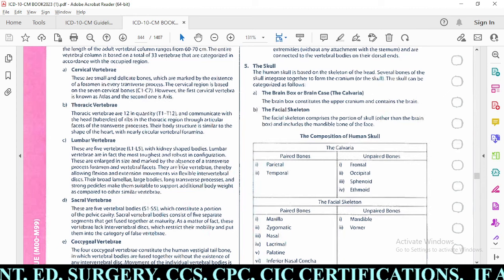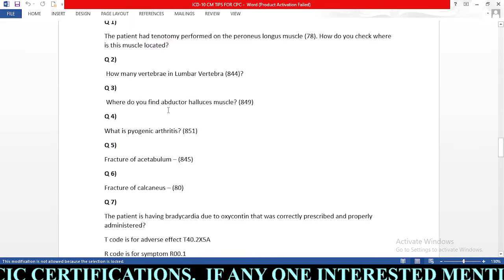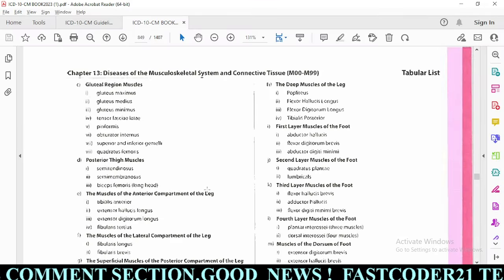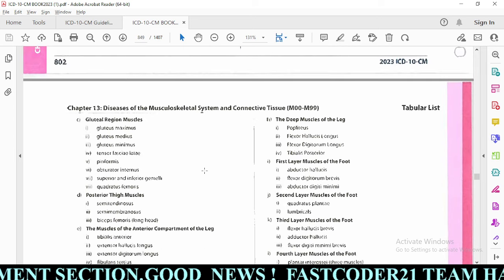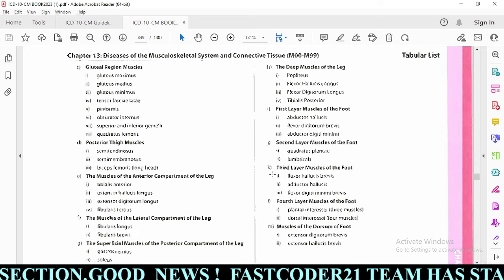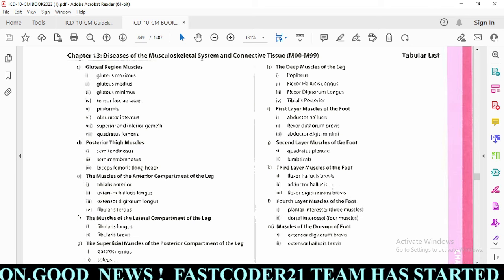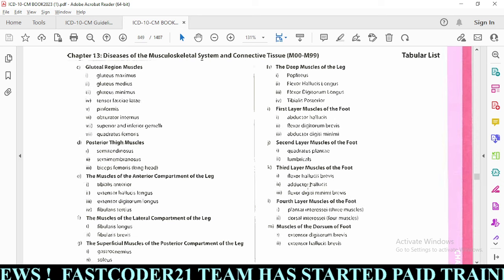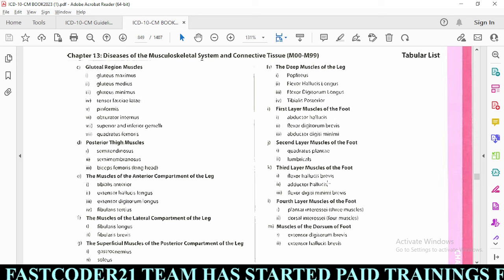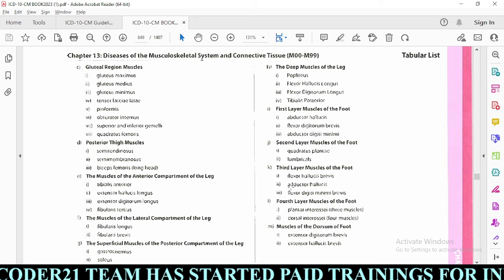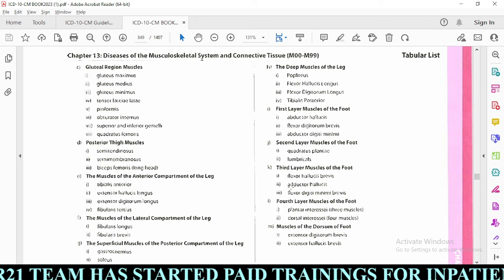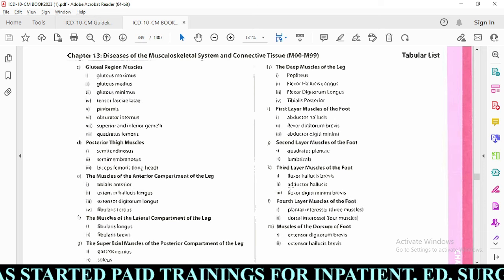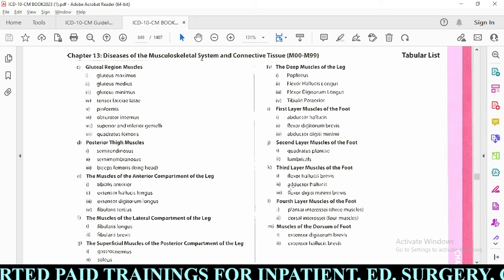So here also, where do you find the abductor hallucis muscle? These muscle parts are also in chapter 13, the musculoskeletal system. If you see here, we have the abductor hallucis muscle, which is the third layer of muscles of the foot. So you need to remember that the abductor hallucis muscle is in the foot. But in order to know this, you need to have a good understanding of the ICD-10-CM book. So while practicing for the CPC exam, you must use your ICD-10-CM and CPT books.